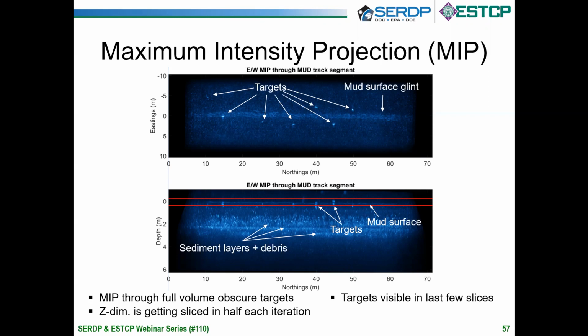What we're currently working on in our software interface is allowing the user to adjust the depth through which they're looking when they're creating these maximum intensity projection, called MIP, images.